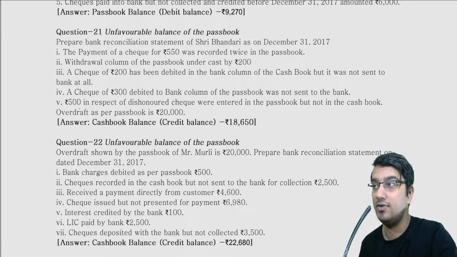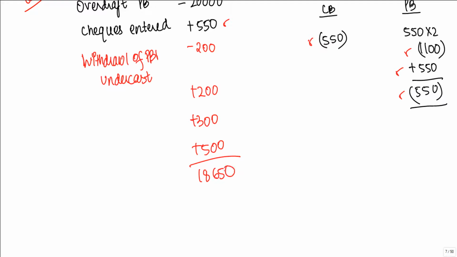Next, it says 500 in respect of dishonor of check were entered in the passbook but not in the cash book. Okay, so we already know 500 was expected in the cash book, but it was not actually received. So we'll just add there as well, just to make things equal, because passbook is the starting point. So 300 should be added and 500 should be added. And this is coming cash book overdraft, which is why it is credit balance.